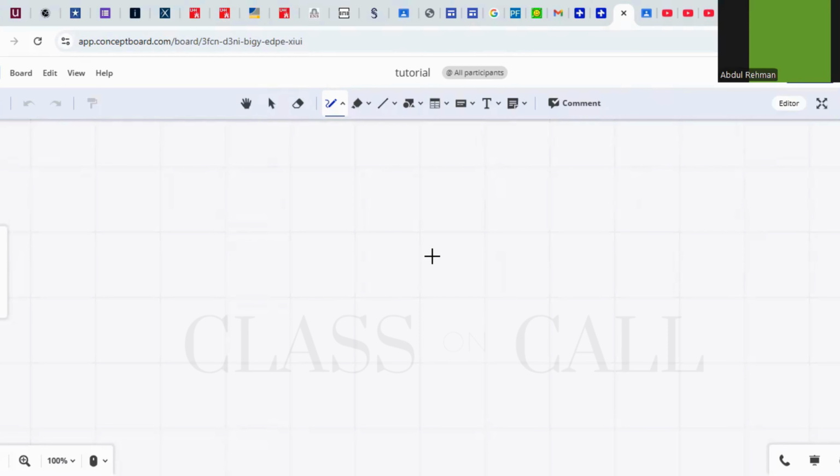So for this demo, what I'm going to do is talk about functions and maybe derivatives. And so let's start with the definition of what a function is.